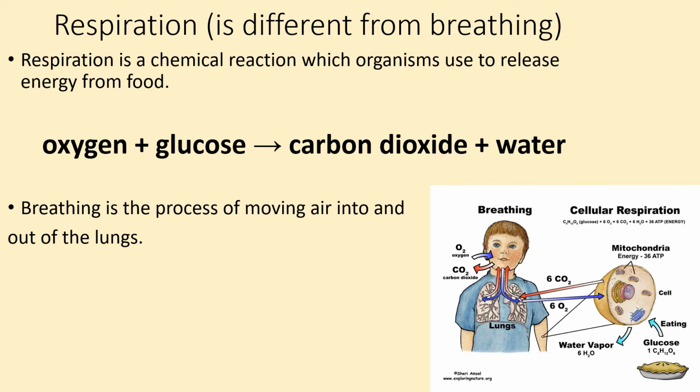So it's a bit of a confusing name to call that system the respiratory system, because respiration is actually different to breathing. So respiration is a chemical reaction which organisms use to release energy from food, and this is the equation for that reaction. So we've got oxygen and glucose going to form carbon dioxide and water. So that is a chemical reaction and it's called respiration. Breathing, on the other hand, is the process of moving air into and out of the lungs. So you can see that that is two separate processes.